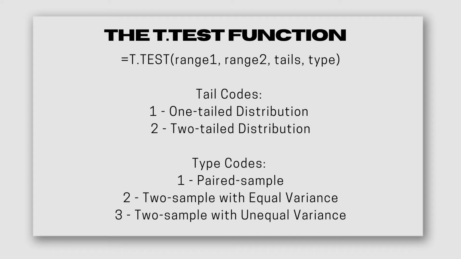Finally, the function requires a type argument. Type 1 if you have a paired sample, 2 if you have two samples with equal variance, and 3 if you have two samples with unequal variance. Remember that each argument goes inside the parentheses and is separated by a comma.